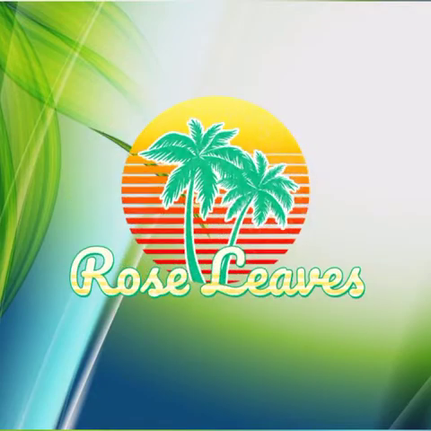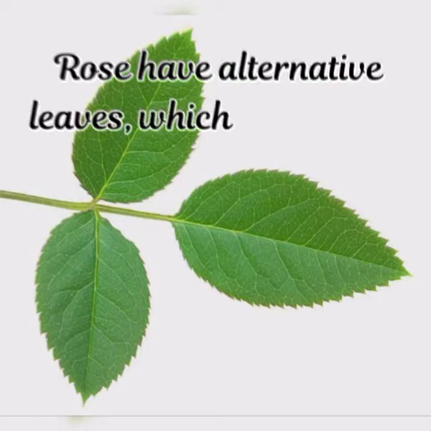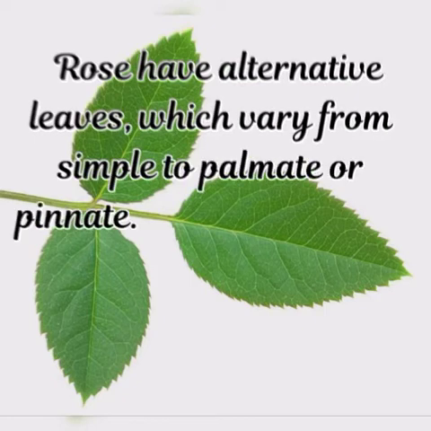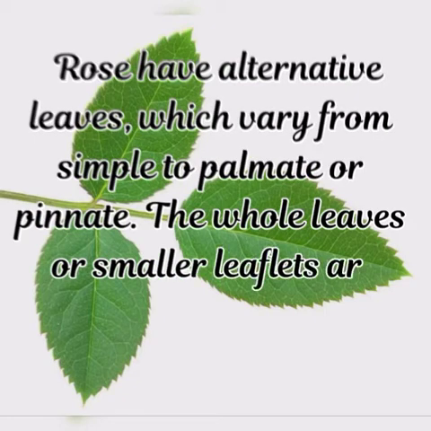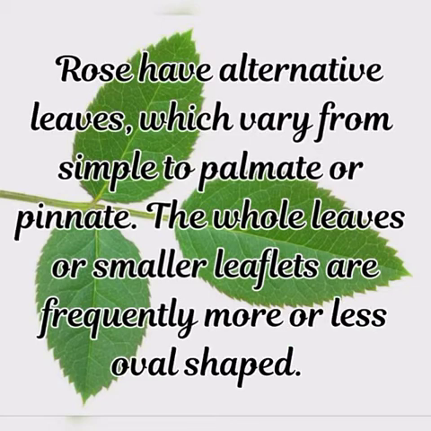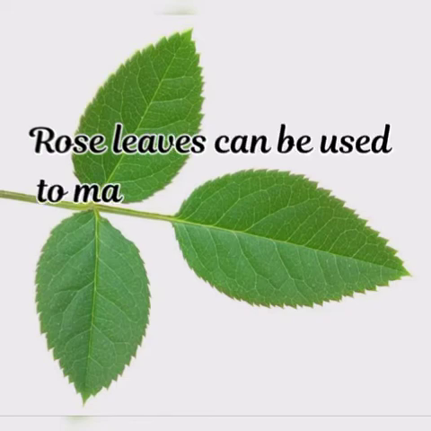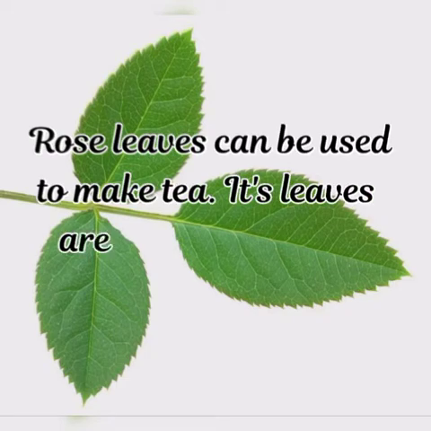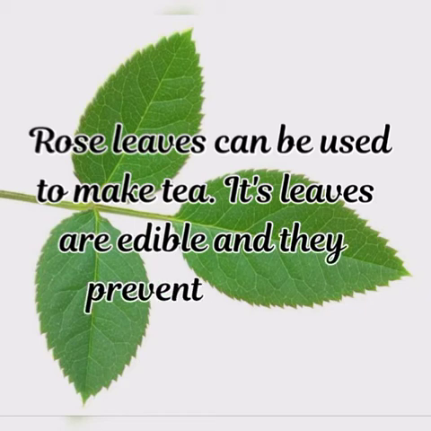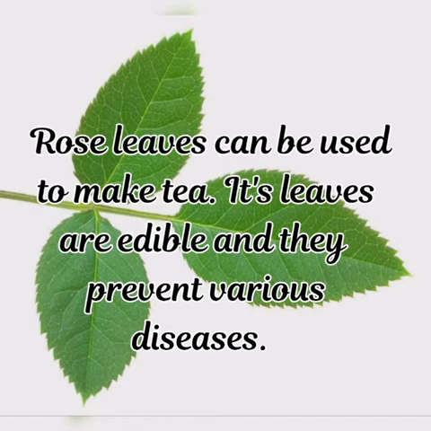Next, rose leaves. Roses have alternate leaves which vary from simple to plumate or pinnate. The whole leaves or small leaflets are frequently more or less oval shaped. Rose leaves can be used to make tea. Its leaves are edible and they prevent various diseases.